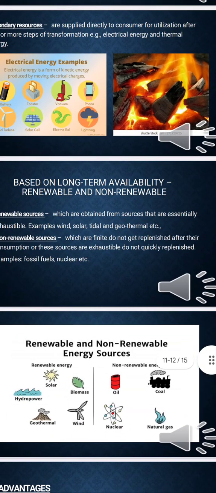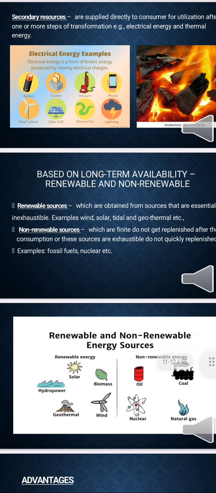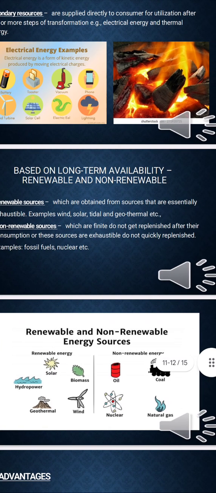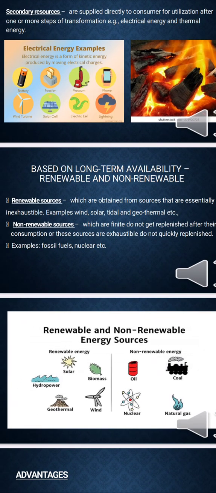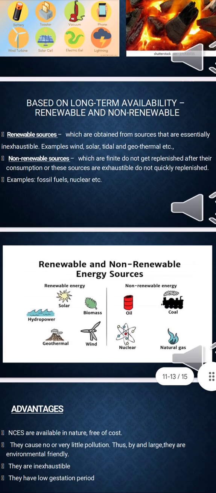Based on the long term availability, energy is classified into renewable and non renewable. Renewable sources are obtained from the sources that are essentially inexhaustible. Examples of renewable include wind, solar, tidal, and geothermal, etc. Non-renewable sources are finite, do not get replenished after their consumption, or these sources are exhaustible, not quickly replenished. Some of the examples of non-renewable sources include fossil fuels, nuclear, etc.